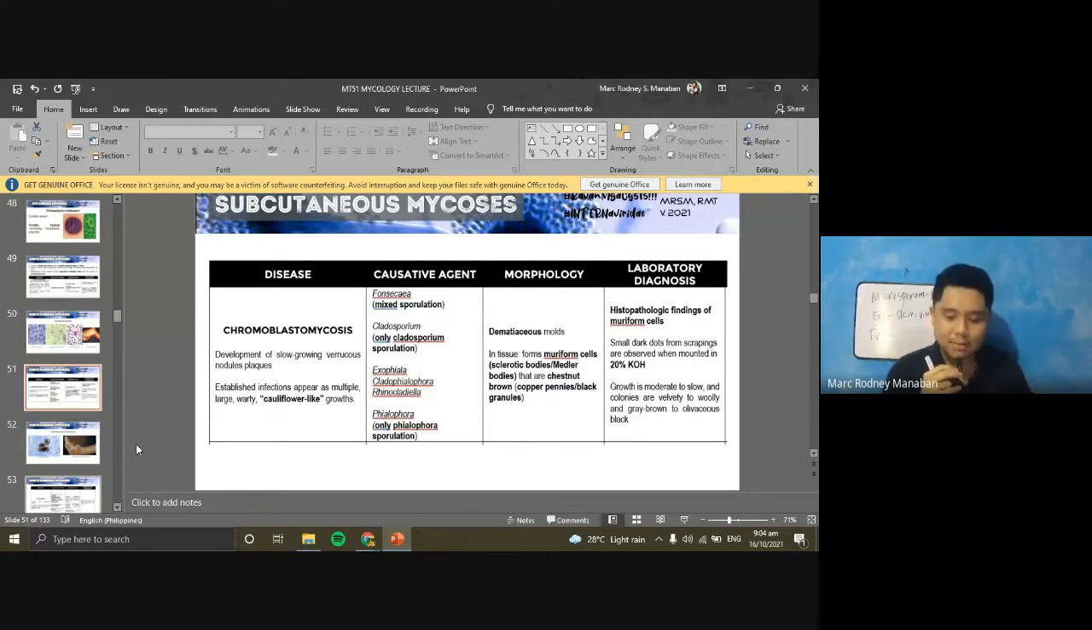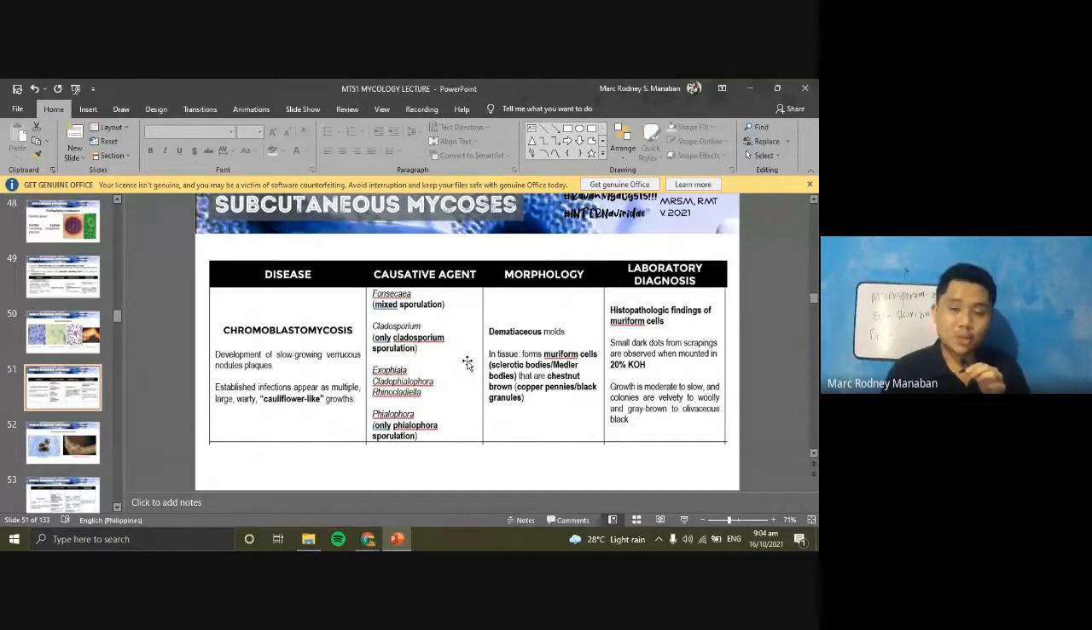So take note, dears, if there's a question that this type has a mixed sporulation, the answer is Fonsecaea. Press the buzzer right away. Fonsecaea. Basta mixed sporulation. Meaning, it may have a sporulation similar to Cladosporium, or a sporulation like Phialophora. Meaning, it can produce spores or conidia of each kind. So, mixed type. But if only Cladosporium, then Cladosporium. If only Phialophora, then Phialophora. Okay?